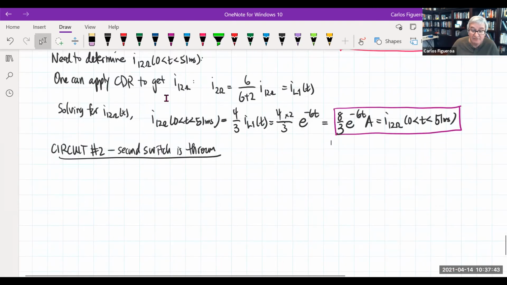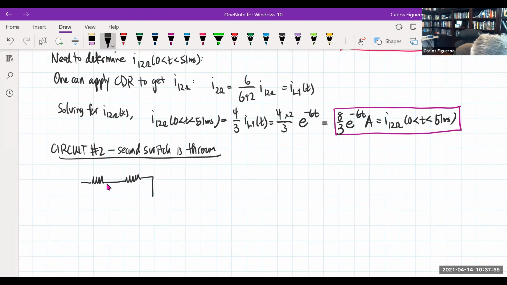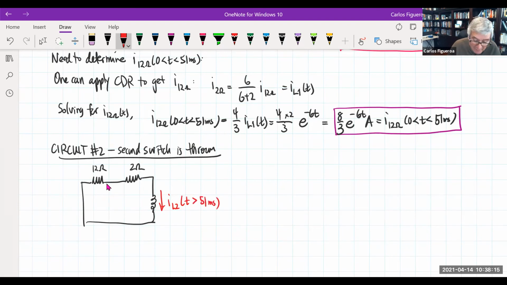So if I look at the circuit here, what am I seeing? What I'm seeing is that it looks like this. I'm going to have a 12, a 2, and an inductor. So here's my 12 ohm, 2 ohm, and now I'm looking for this guy here, IL of 2, and this guy's going to be for t greater than 51 milliseconds. And once again, I have my current I12 that I have to pay attention to. And you could see that the current of the 12 must be the same as the current of the inductor.